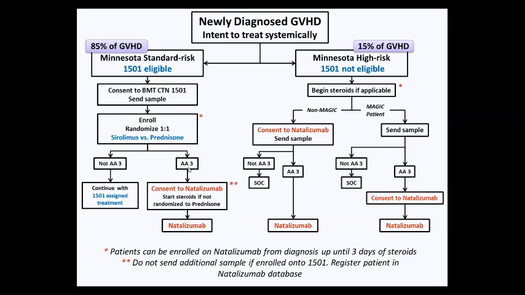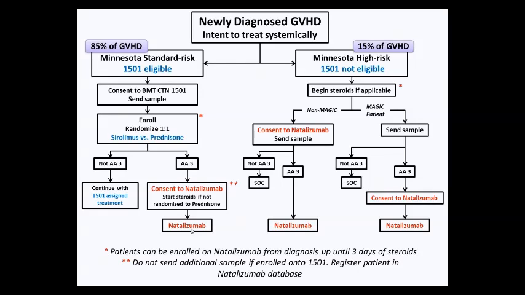If they are a number 3, they are not meant for the sirolimus prednisone, because that is for 1 and 2, but they can be consented to natalizumab. Start the steroid as per the protocol for natalizumab, and then they get the drug. Within the 1501, they're not looking at Ann Arbor. These are mutually exclusive studies then. It's 1 and 2, I get it. I didn't realize standard risk Minnesota was in cahoots with you guys.